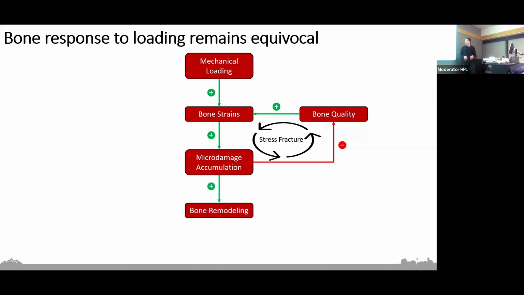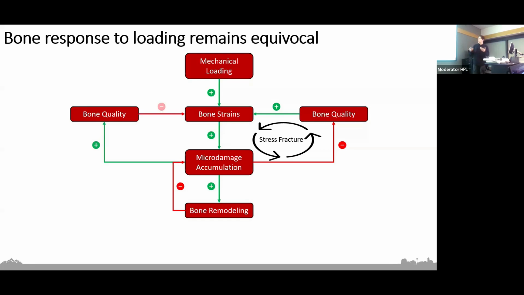So we have the bone remodeling process here as well, which gets initiated by the micro damage that's accumulated through these loading cycles. And so it's thought that bone remodeling works to go back and maybe repair some of that micro damage. So if we have less micro damage, it could be the case that our bone quality is actually increased. So we have some stronger bone. If we have stronger bone, then maybe those bone strains are reduced for the next bout of loading if we give a period of time to rest and allow the bone to heal.